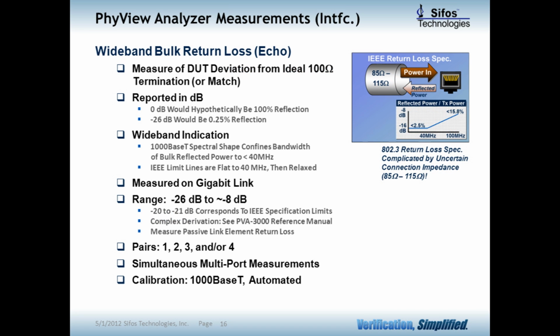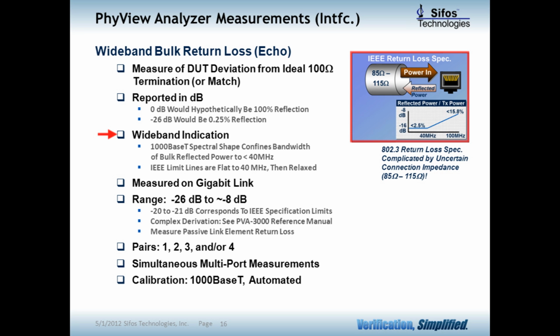The PhyView analyzer provides 2 measurements of 10, 100, 1000 base T interface parameters, wideband return loss and wideband crosstalk. These are considered interface measurements because they are not specifically related to transmitters or receivers. Wideband return loss, or echo, is a bulk measure of port under test deviation from ideal 100 ohm impedance match. It is reported in dB, representing the ratio of reflected power to incident power. Ideally, 0 power is reflected, thus producing very negative dB values.